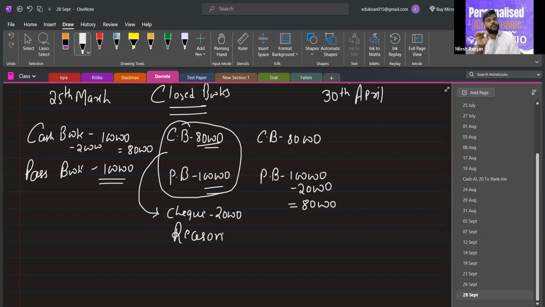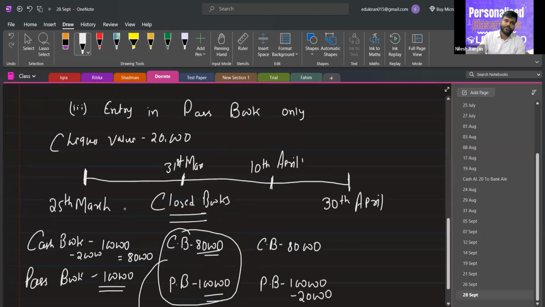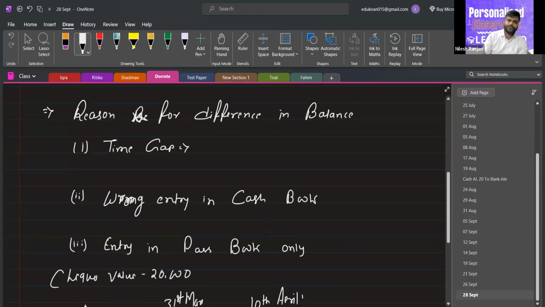So this is called time gap. Is this clear to you? Yes, sir. Now the second is wrong entry in cash. I also told you in previous class that banks generally don't make any mistake.